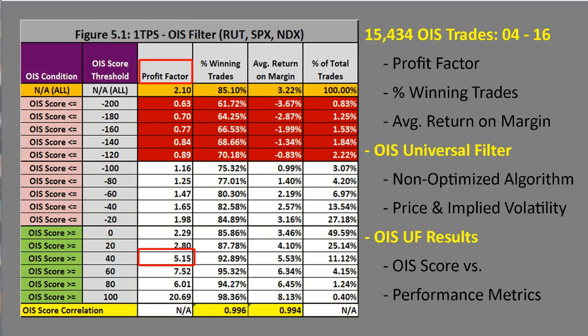The second performance metric is the percentage of winning trades. Again, we would prefer the percentage of winning trades to be as high as possible. The final performance metric is the average return on margin. Again, the higher, the better. The first row represents the unfiltered trade results for all 15,434 trades.